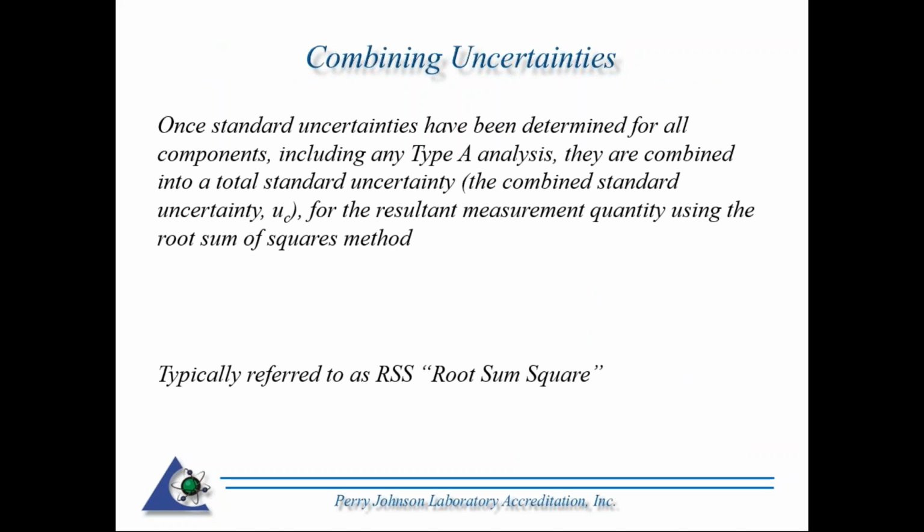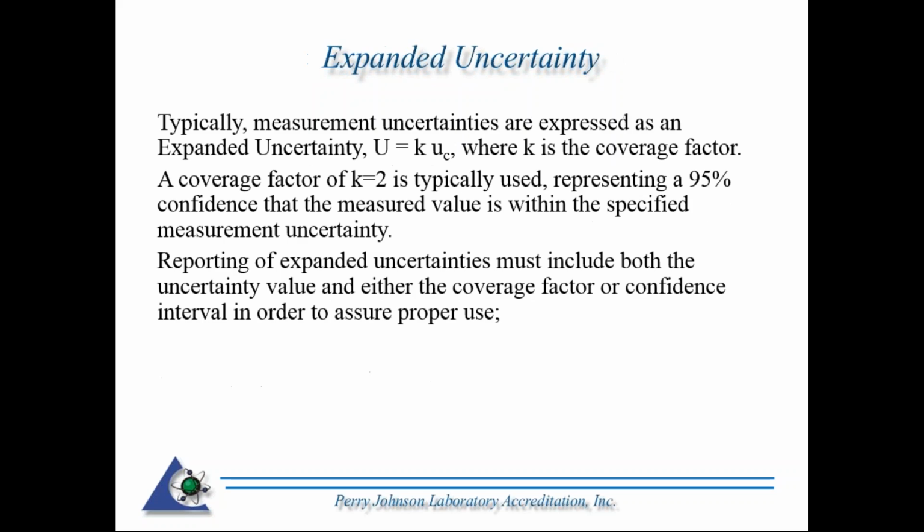So once standard uncertainty has been determined for all components using a Type A analysis, they are combined into a total standard uncertainty. The combined uncertainty for the resultant measurement quantity uses the root sum of squares method, the equation that's depicted there, where each one of those u's is a standard uncertainty, and uc being the combined. So that's the method of combining the uncertainty, RSS, or the root sum of squares.